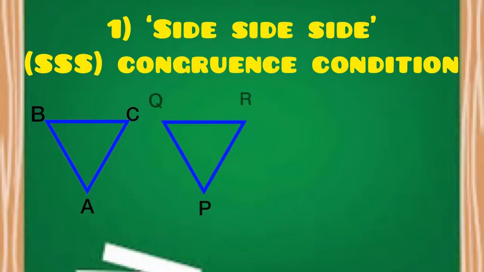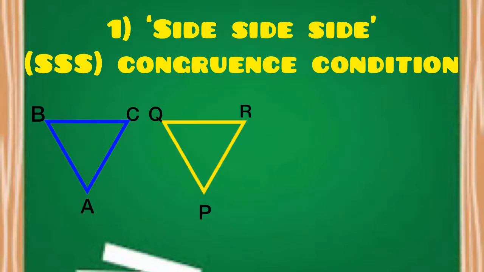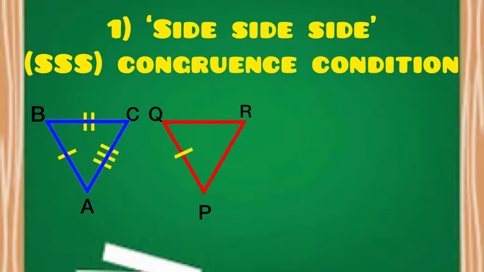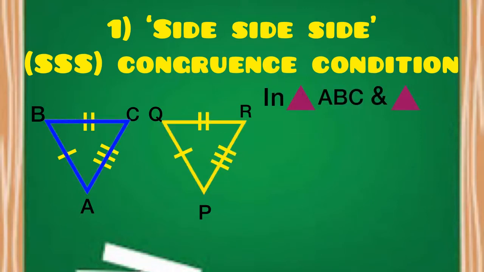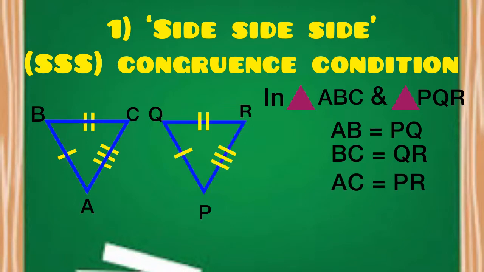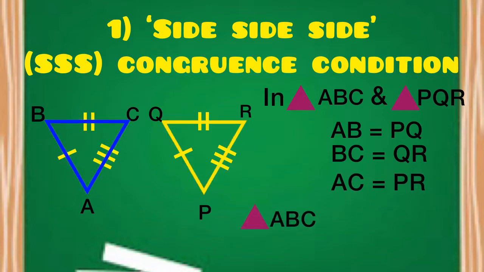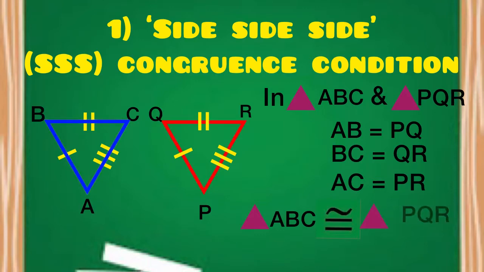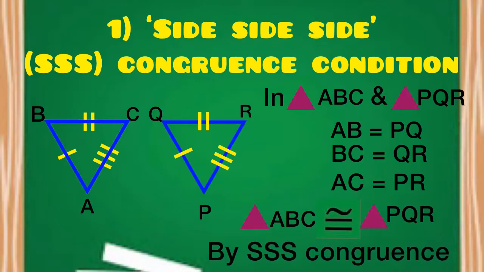Two triangles are congruent by side-side-side or SSS condition if three sides of one triangle are equal to the three sides of the other triangle. So in triangle ABC and triangle PQR, AB is equal to PQ, BC is equal to QR, and AC is equal to PR. Therefore, triangle ABC is congruent to triangle PQR by SSS congruency.